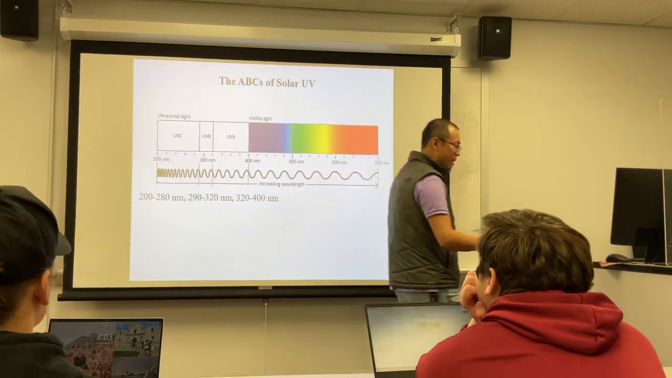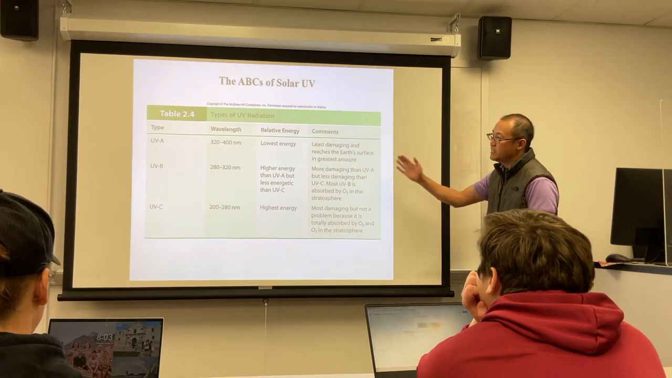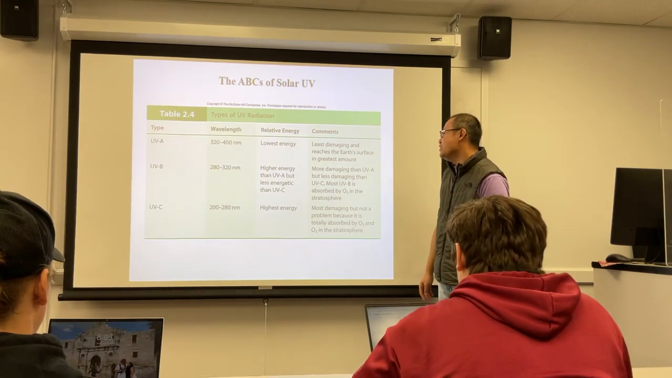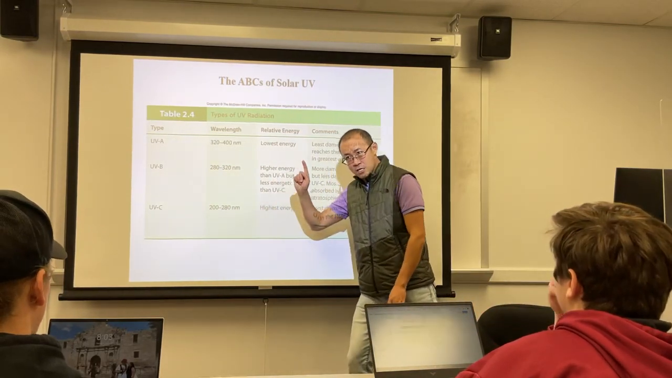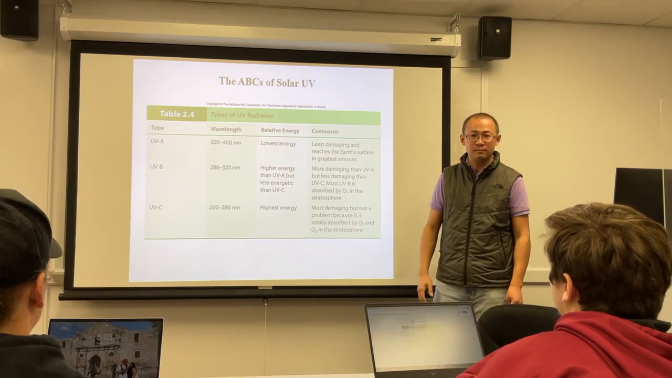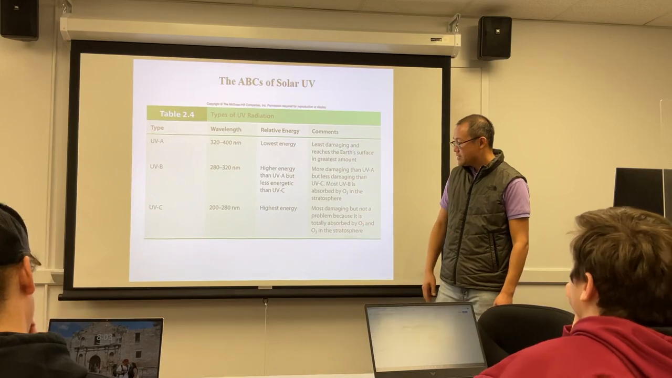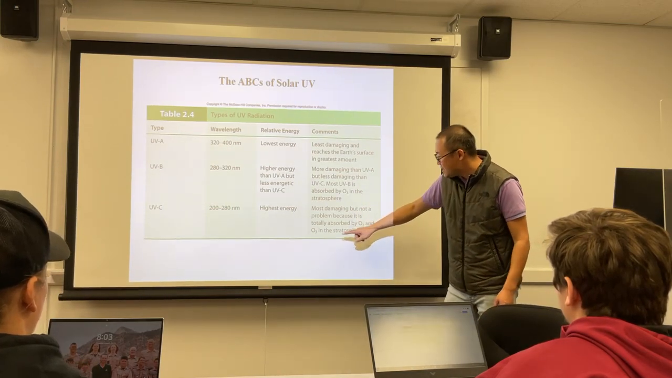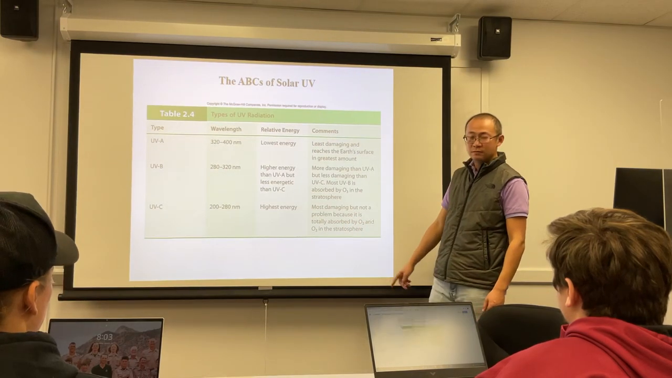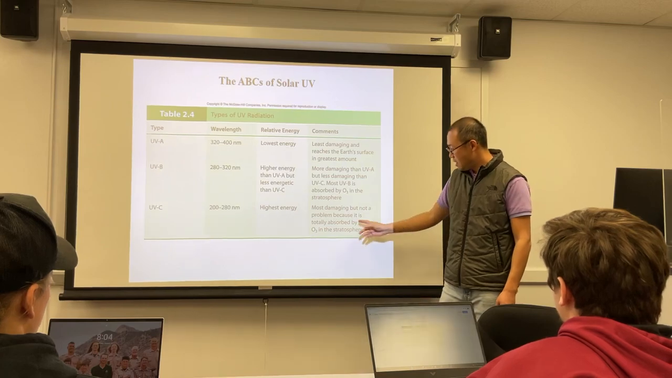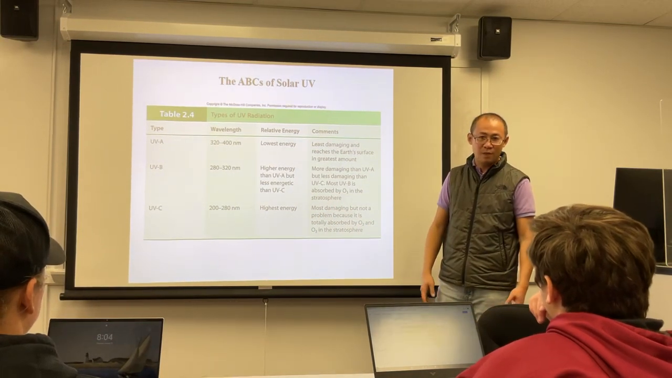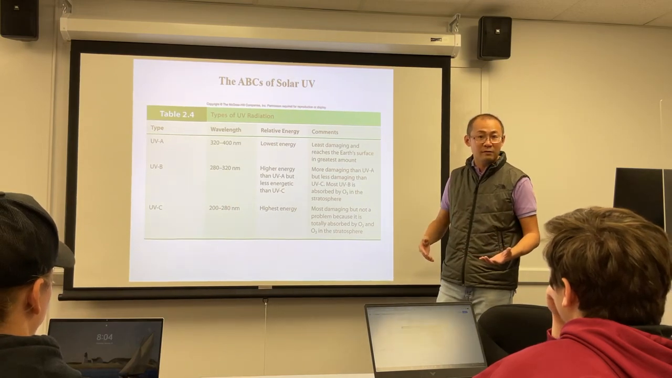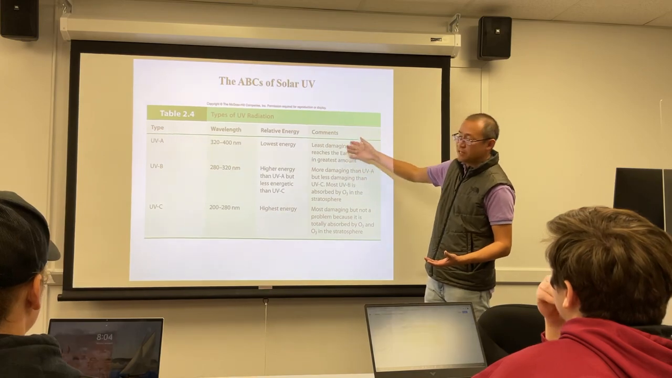Now you might wonder why we split them into three parts. The reason is in this table. For UVC, 200 to 280, even though it has the highest energy, it does not cause a problem. The reason is that UVC radiation is completely absorbed by oxygen and ozone in our atmosphere. It's the most damaging because of the highest energy, but we don't worry about it.